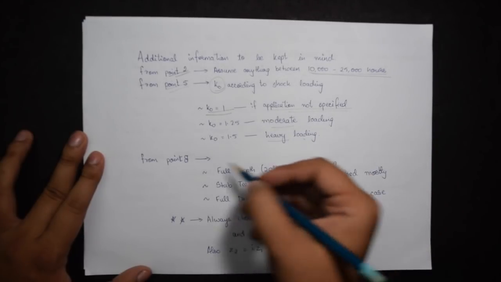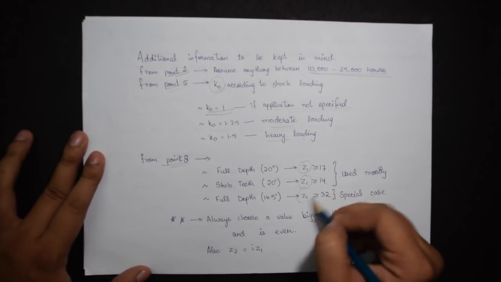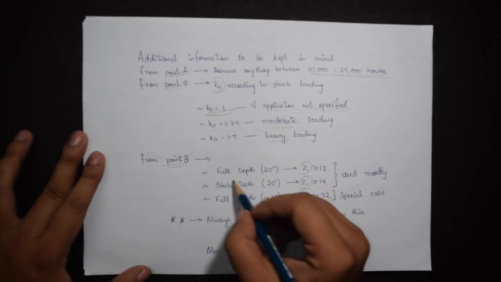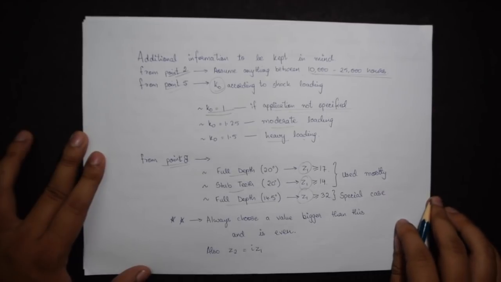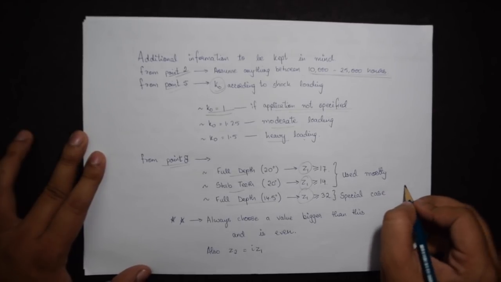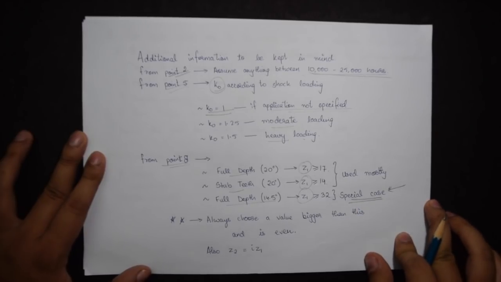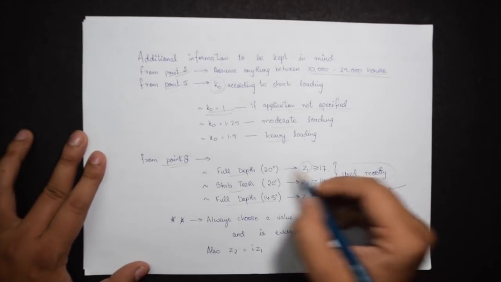In point number 8, we'll be needing the value of Z1. So Z1 is assumed according to the condition specified in the question, either full depth 20 degrees, stub teeth 20 degrees, or full depth 14.5 degrees. Now full depth 14.5 degrees is a special case which is rarely used. Mostly we'll be seeing either full depth or stub depth.